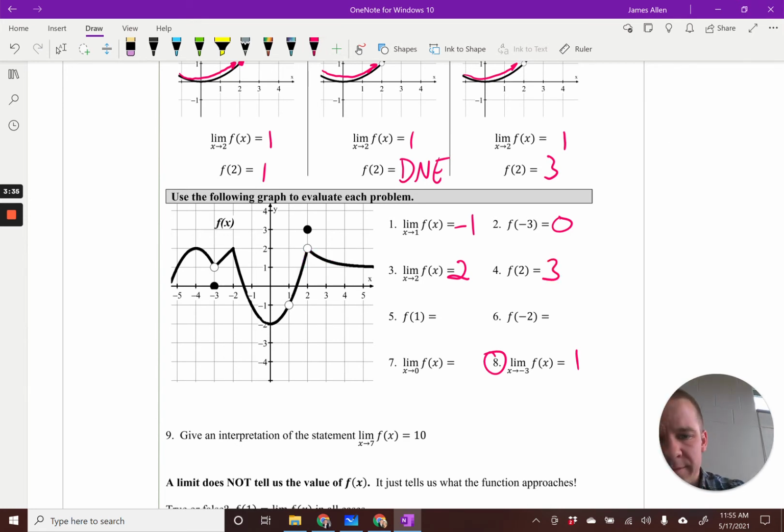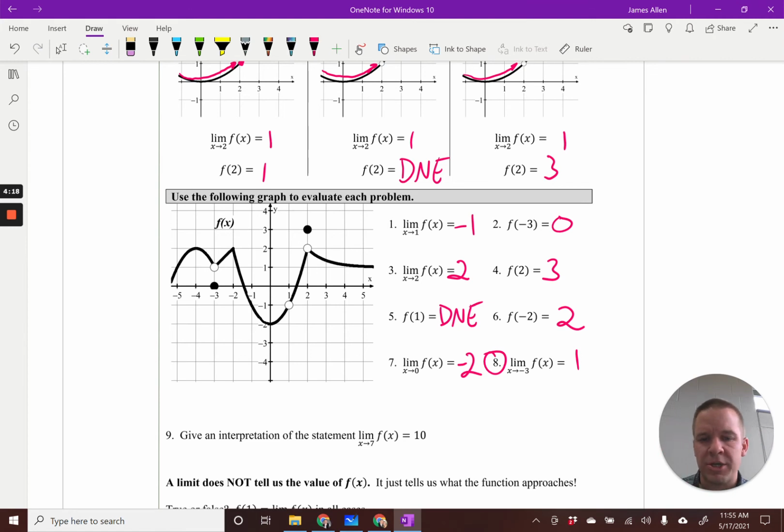What about f of 1? F of 1, there's a hole there, and there's no other point on the graph like we had at f of 2, so this one does not exist. There's nothing there. What is f of negative 2? That's this point right here, positive 2. And then the last one, as x approaches 0. What is the limit as x approaches 0? Well, x approaching 0 is right here. It is negative 2. Cool. Not too bad so far.